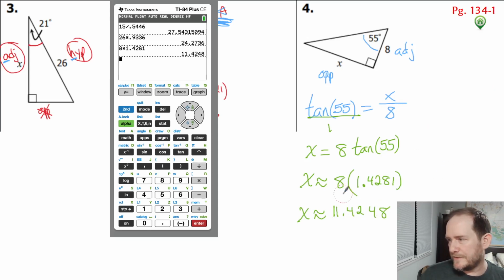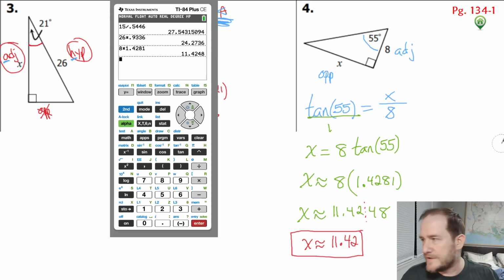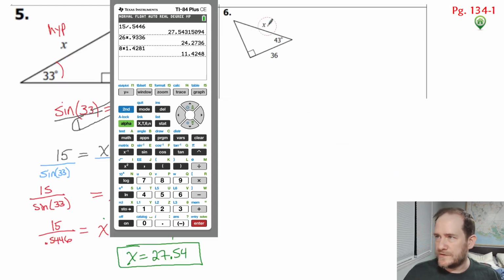And again, we're going to round to just 2 decimal places. And this 4 is not high enough to round us up to 43, so we're going to stay at 42. So your final answer is 11.42. That's it for 4. And we already did 5, so we can move on and do 6.